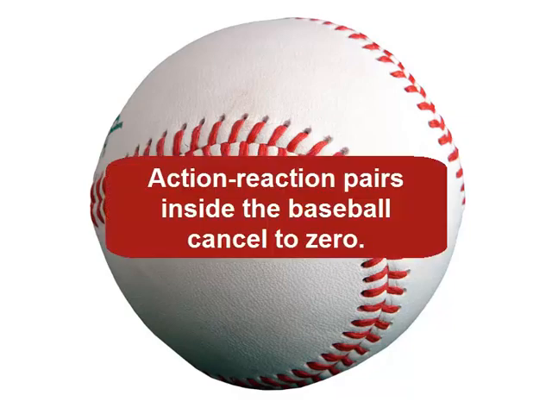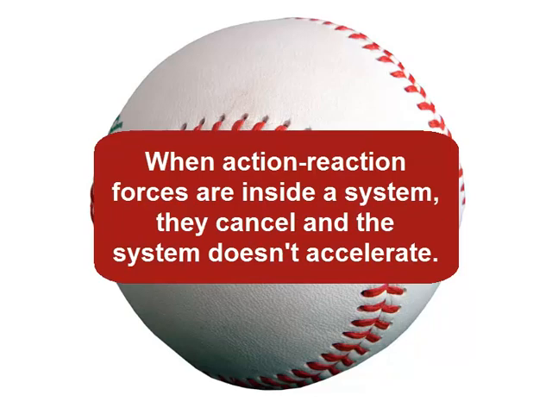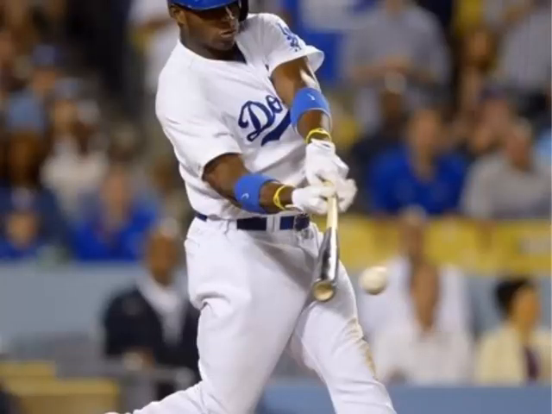Inside a baseball, trillions of interatomic forces hold the ball together, but play no role in accelerating the ball. They're part of action-reaction pairs within the ball, but they combine to zero. If the action-reaction forces are internal to the system, then they cancel, and the system doesn't accelerate. A force external to the ball, like the one a bat provides, is needed to accelerate the ball.